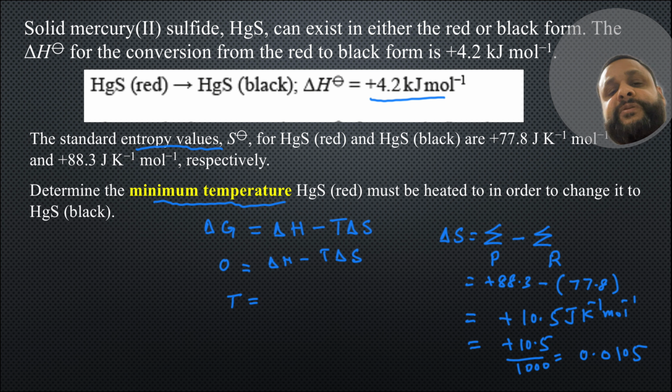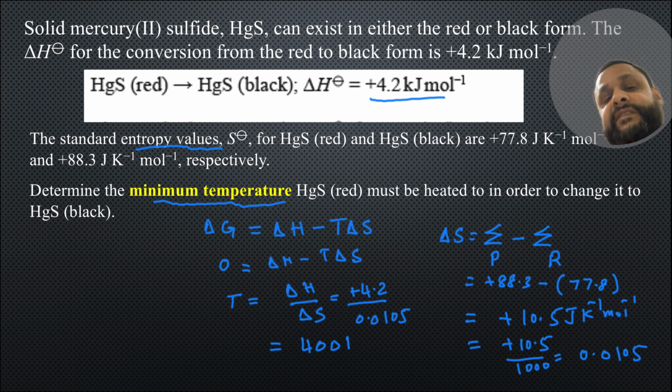So T will be equal to delta H over delta S. The value of delta H is plus 4.2 divided by the value of delta S, which is 0.0105. If I solve this, that will give me 400 Kelvin. So if we heat mercury 2 sulfide red above 400 Kelvin, then this reaction will be spontaneous.